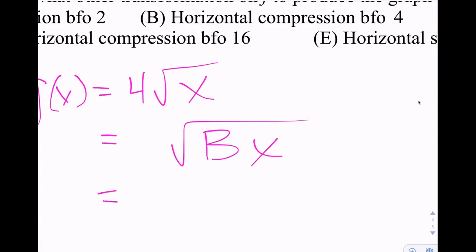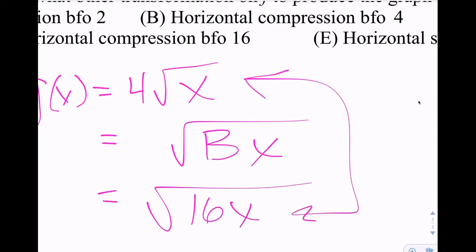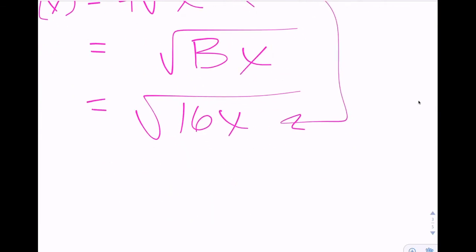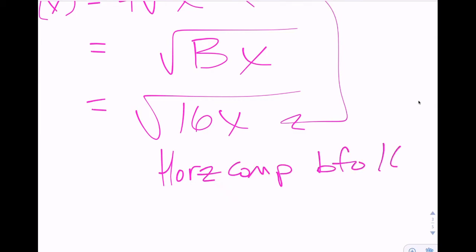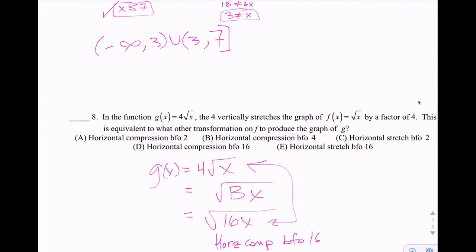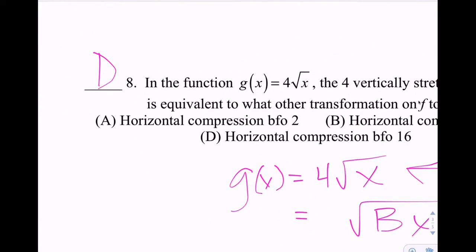Well, think about it this way. I need to have a number here so that when I take the square root of it, I get 4. The square root of what is 4? 16. So is that equivalent now? Yeah, it is. And now that it's a 16, is that going to be a horizontal stretch by a factor of 16? No, it's the opposite of what it appears. It's going to be a horizontal compression by a factor of 16. And is that an answer choice? Yeah, answer choice D.